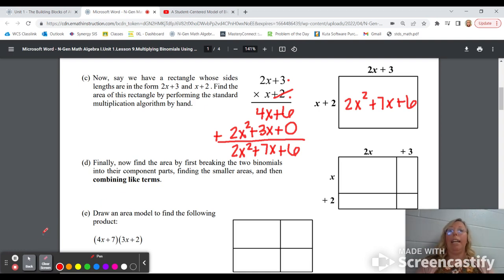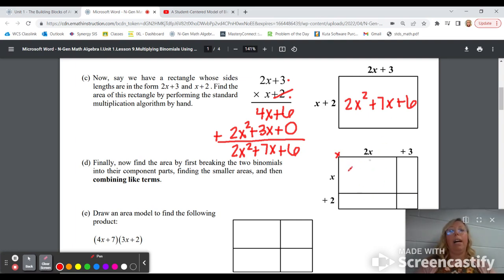That is multiplying binomials using the standard algorithm. On the next example, I'm going to show you how to do it by breaking apart the 2x plus 3 and the x plus 2 using the area model like you saw on part B. So you can see that they've already labeled your rectangle 2x plus 3, x plus 2. And they want you to multiply in each box, just like we did on part B.